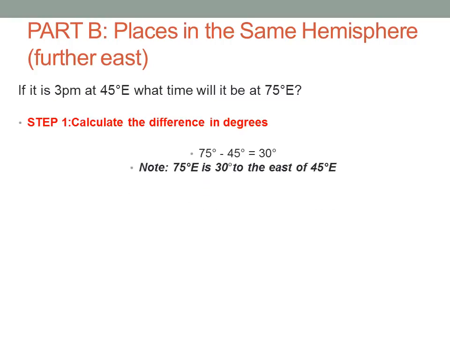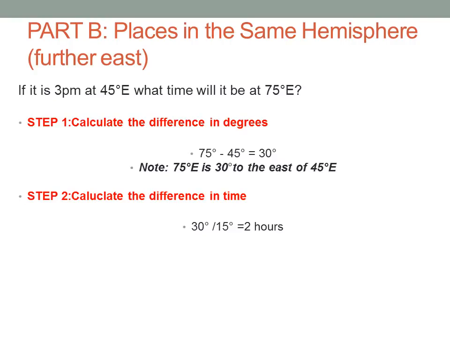Please note that 75 degrees east is 30 degrees to the east of 45 degrees east. Our second step is to calculate the difference in time. To do that, we're going to divide 30 degrees by 15, which will give us 2 hours difference in time.